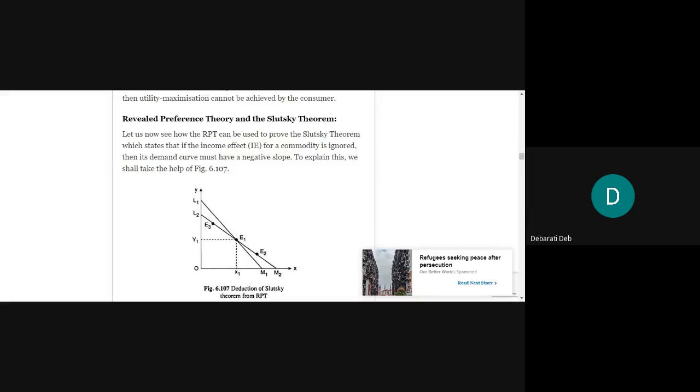Okay, so if we don't take care of the income effect, and we just try to define the relationship between the movement of price and demand of the product whose price is moving, and we ignore the income effect, then the demand curve will show a negative slope. That means it will go from the top left to the down right.